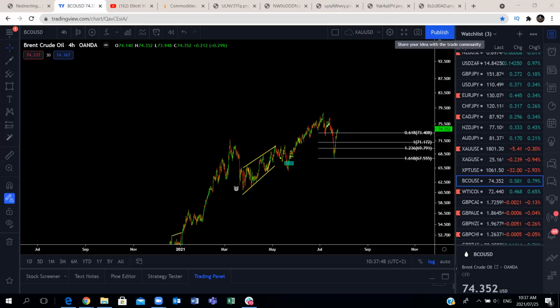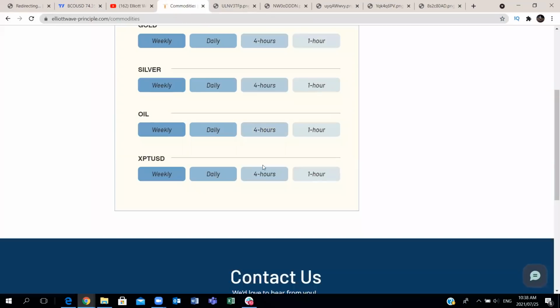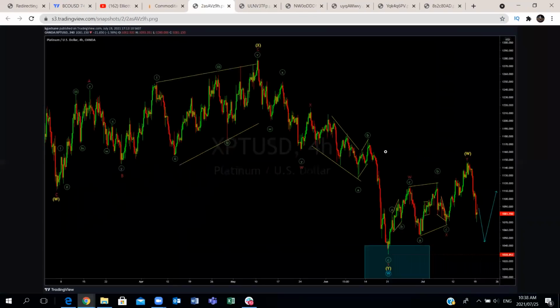Okay, so that is oil, but we are looking for this to be a continuation pattern and looking for more upside. The structure has been updated on oil. We're still looking for more upside. Platinum, you've already seen platinum, continuation to the downside. Even though we can get this pullback, that will just be for continuation to the downside. Those are the commodities.